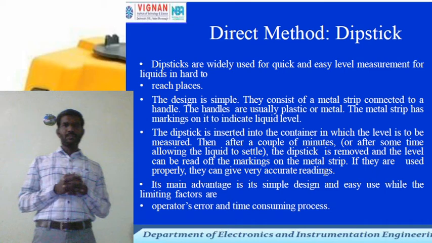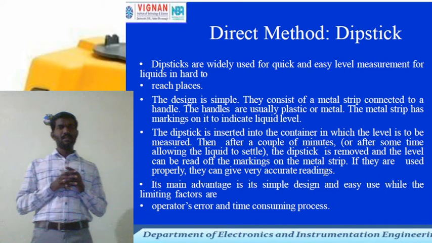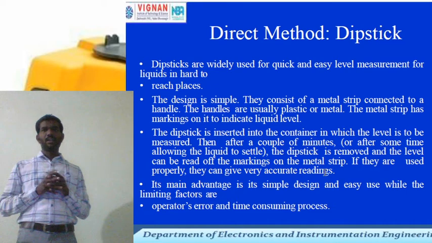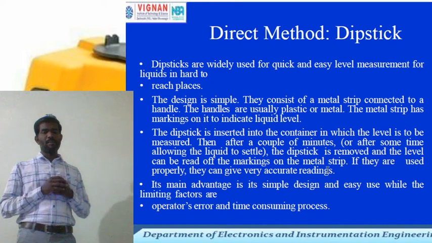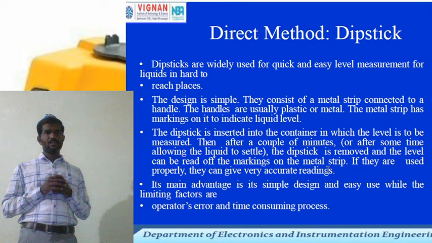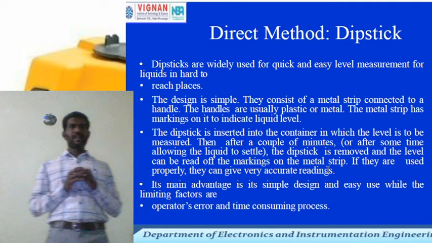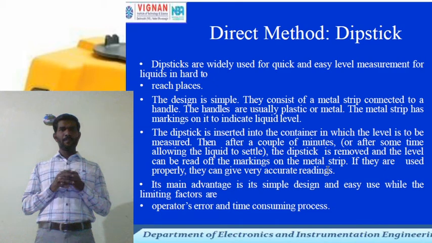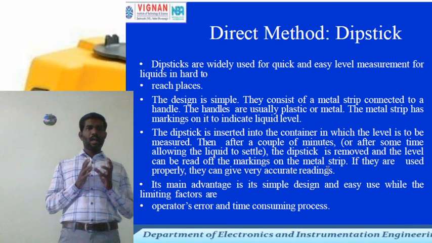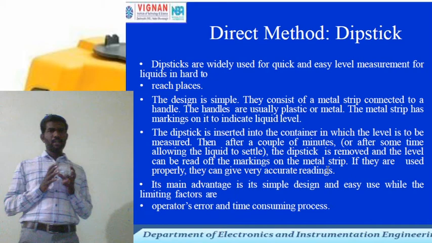And one more method is the dipstick method. Dipsticks are widely used for quick and easy level measurement, but it is hard to reach different types of places, so that is the limitation. The design is very simple. They consist of a metal strip connected to a handle, and the handles are usually plastic or metal. The metal strip has markings on it to indicate the liquid level.